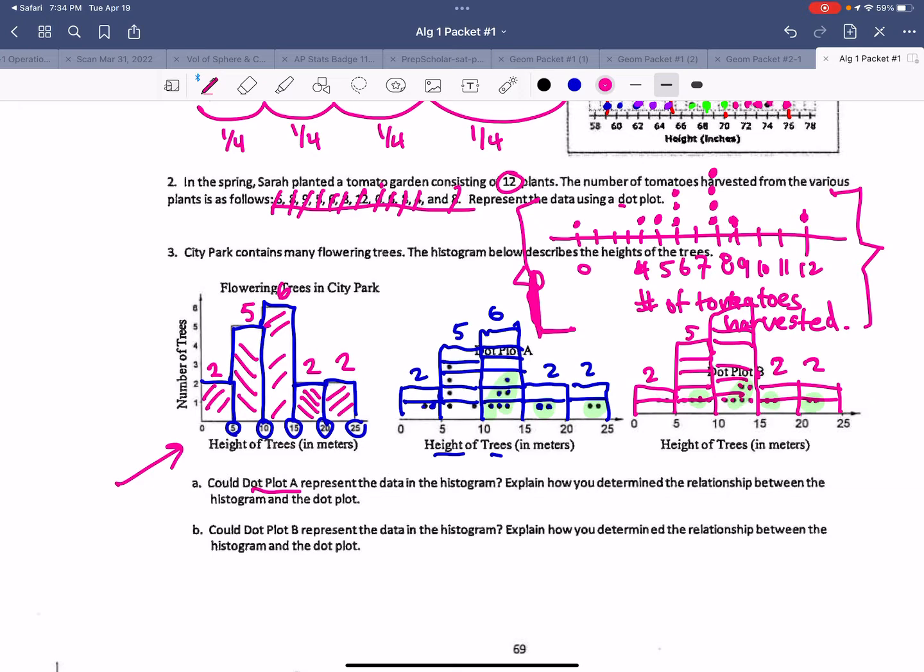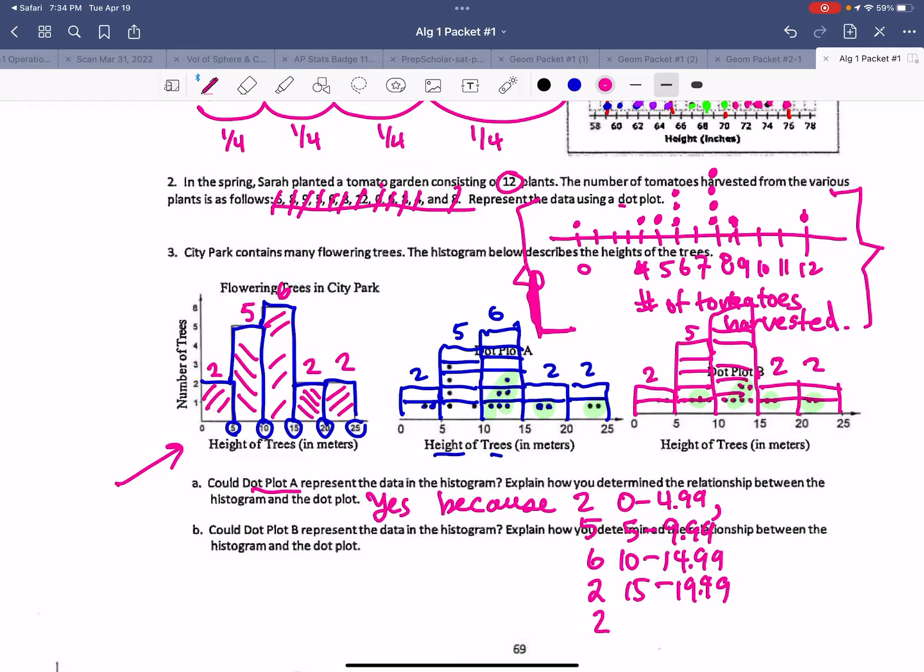All right, so could dot plot A represent the data? Yes, because we have 2 between 0 and 4.999. We have 5 between 5 and 9.99. We have 6 between 10 and 14.99. And we have 2 between 15 and 19.99. And then we have 2 between 20 and 24.99. This is the data for dot plot A.